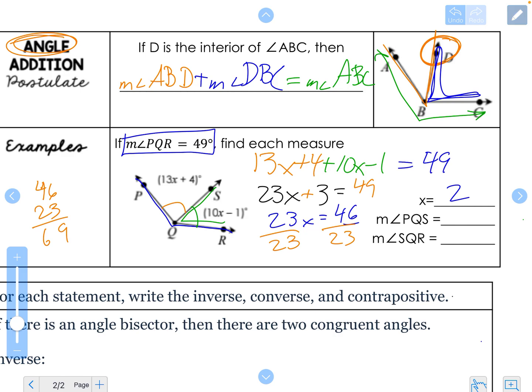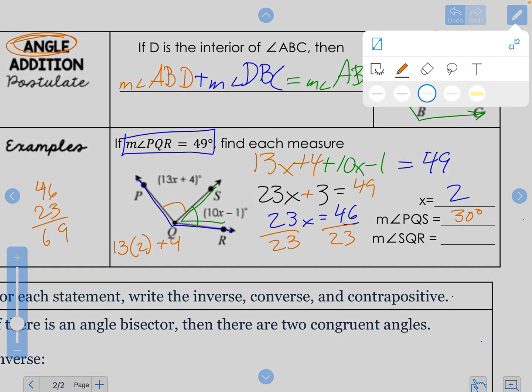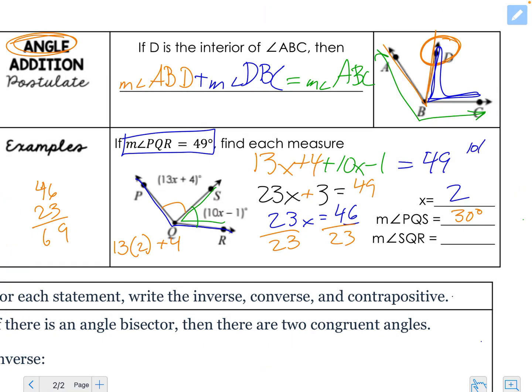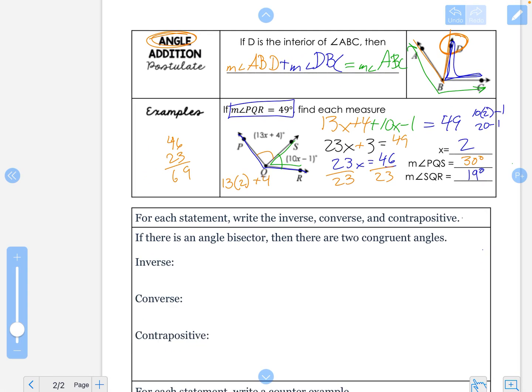Now I need to plug that 2 back into my two angles to figure out the measures of PQS and SQR. 13 times 2 plus 4 is 26 plus 4, which is 30 degrees. SQR is 10 times 2 minus 1, so 20 minus 1, which is 19 degrees. And 30 plus 19 is 49, so we did our math correctly.